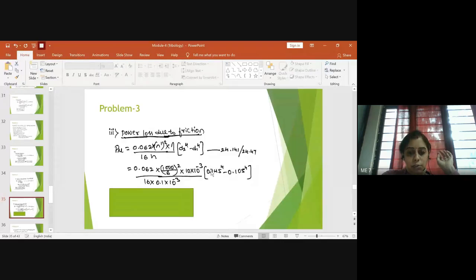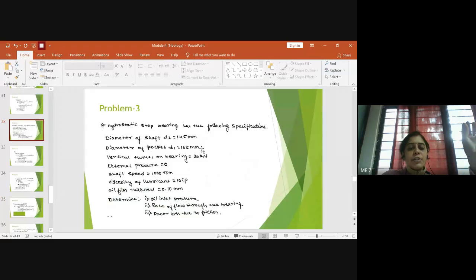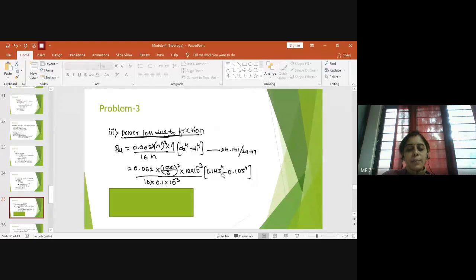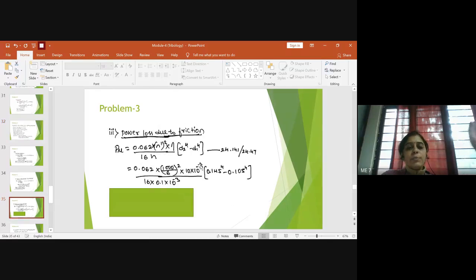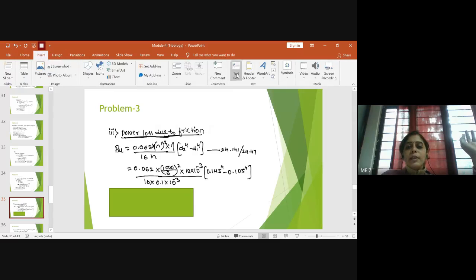One part is over. The other part is the value of the diameter of the shaft. The diameter of the shaft in the question was given as 145 mm. So we will convert that into meter. It will be 0.145 meter whole to the power of 4 minus d1, which is nothing but the diameter of the pocket or the recess. In the question, it is given as 105 mm. Convert that into meter. It will become 0.105 meters. Then put this whole to the power of 4.